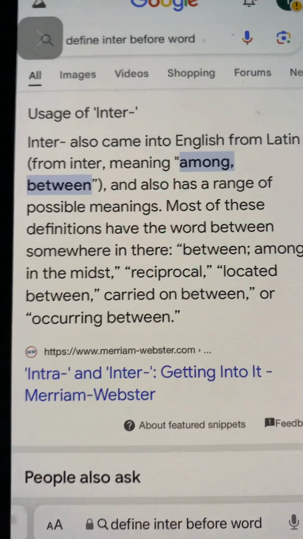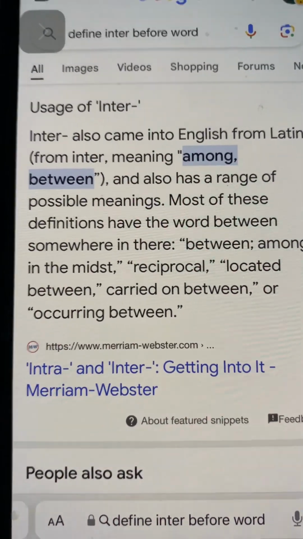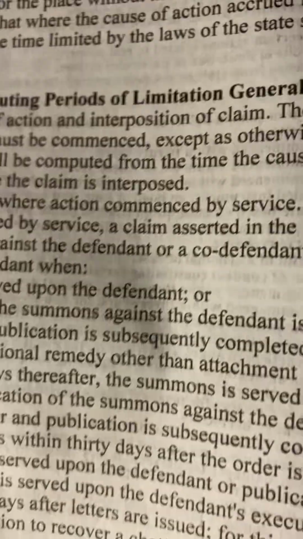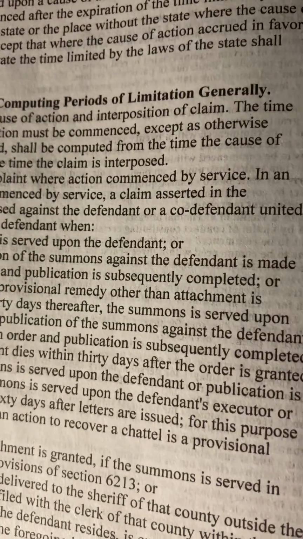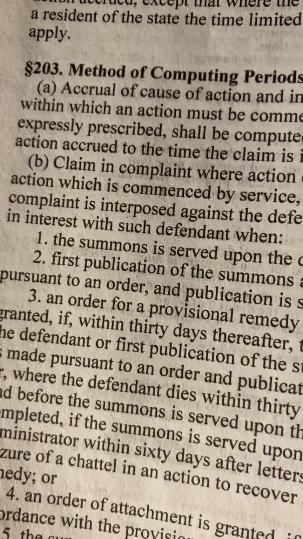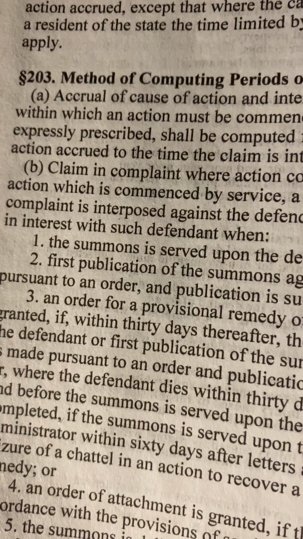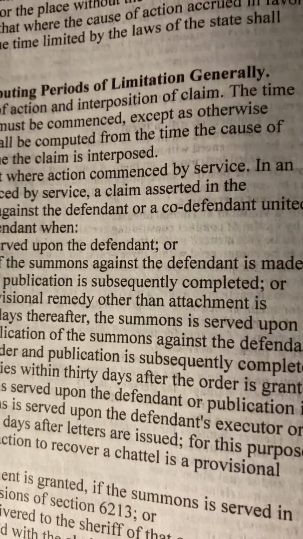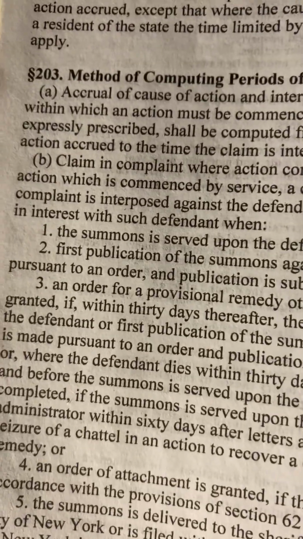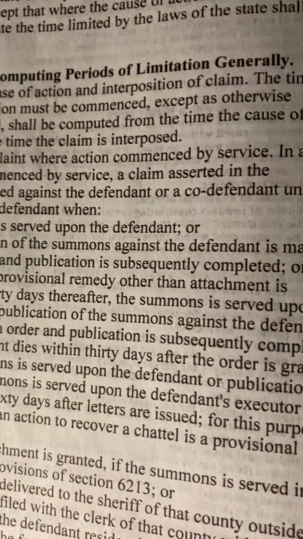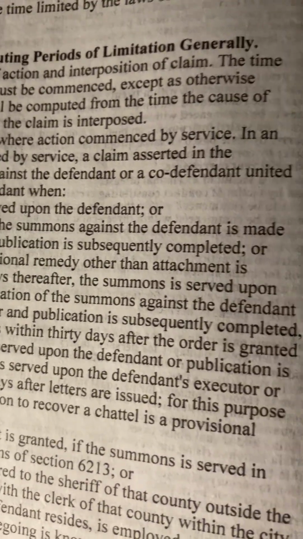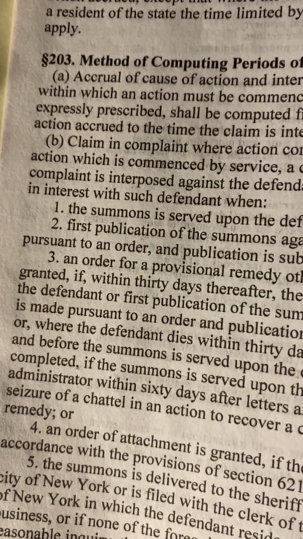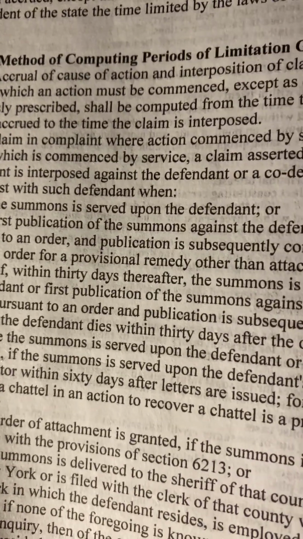So now the funny thing is, I don't remember where it is in Article 2, but I know it's in Article 2. Well, it happened to be in the next section. The beginning of the next section, under Section 203, method of computing periods of limitation generally, is where we have that whole part about accrual. So A, accrual of cause of action and interposition of claim. The time within which an action must be commenced, except as otherwise expressly prescribed, shall be computed from the time the cause of action accrued to the time the claim is interposed.